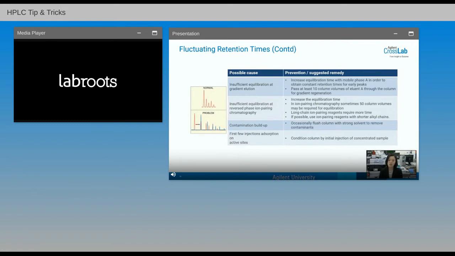So all of these could be due to the column when you have a lot of fluctuations. You need to consider what could be the cause in the column based on what we have suggested here. It may not be due to the instrument itself. Sometimes just changing your column to a new one could help with the situation. Or maybe you can flush the column more with your initial solvent condition, which may also help.